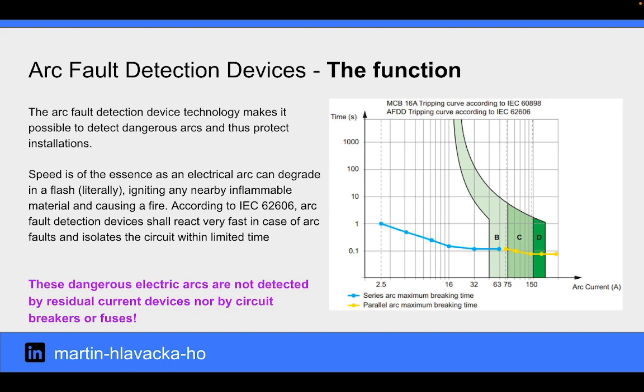Speed is of the essence as an electrical arc can degrade in a flash, igniting any nearby inflammable material and causing a fire. According to IEC 62606, arc fault detection devices must react very fast in case of arc faults and isolate the circuit within a limited time.